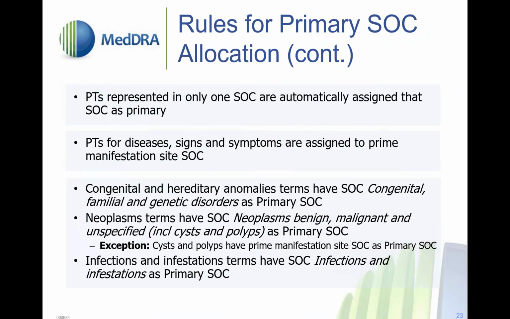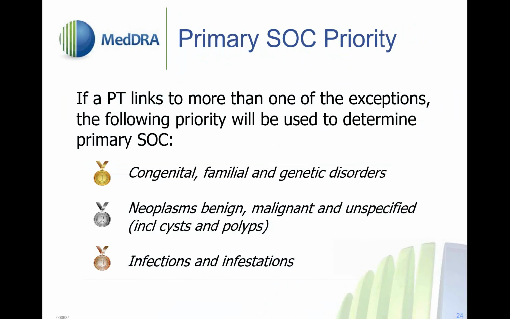But what happens if a PT links to any one of these three exceptions? If the same preferred term, the same medical concept, can be linked to more than one of these three exceptions, which one becomes the primary system organ class? Well, the order is as follows. The most important one would be the congenital, and then in order would be the neoplasms and the malignancies, and then the infections and infestations. So for example, if you have a congenital infection, an infection that is present at the time of birth, the primary system organ class in this case would be the congenital, and the secondary would be the infection.